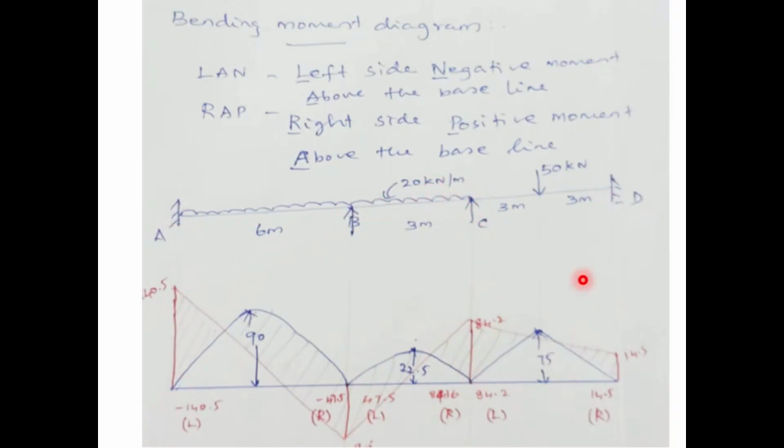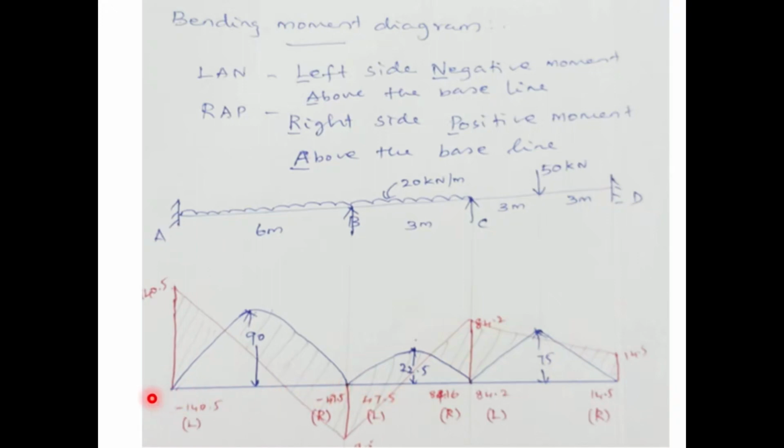Project all the supports using thin lines. Similarly, this load also. Now draw a baseline. Always the baseline is similar to the given beam. The given beam is a horizontal beam, right? So you have to draw a horizontal line, that is your baseline. Now we have to consider each member separately.